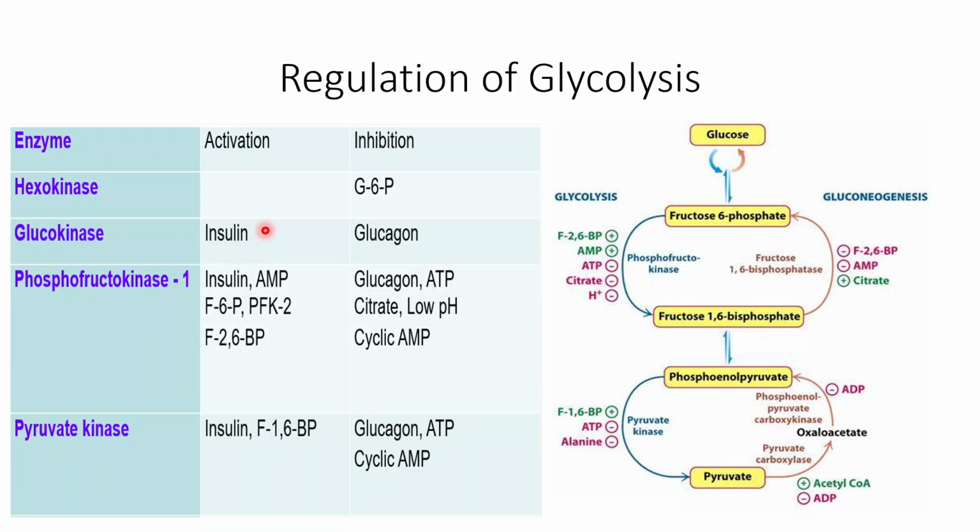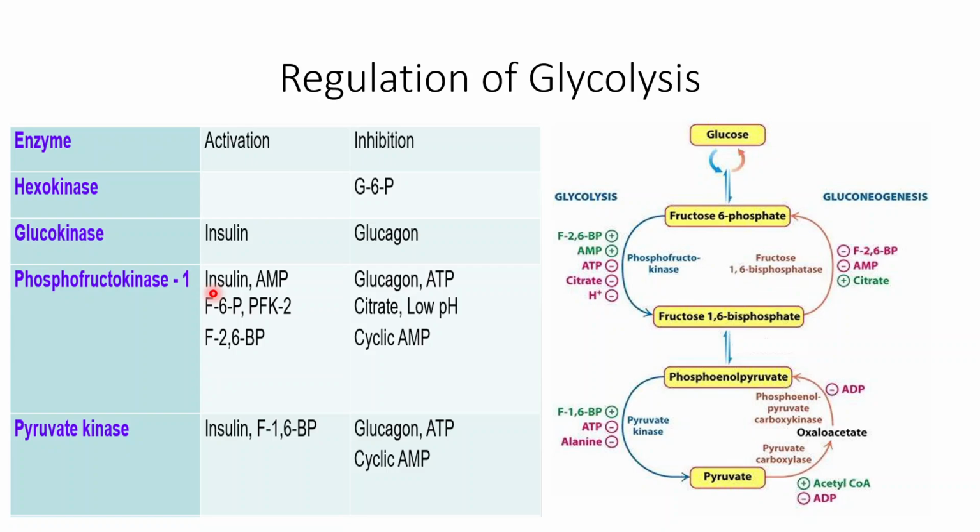So insulin will stimulate the genes for glucokinase, which leads to more transcription of the enzyme glucokinase. Similarly, glucagon will inhibit the transcription of glucokinase. So this causes the repression of glucokinase genes. Phosphofructokinase, which is the rate limiting enzyme, phosphofructokinase 1. Here again insulin activates phosphofructokinase 1.